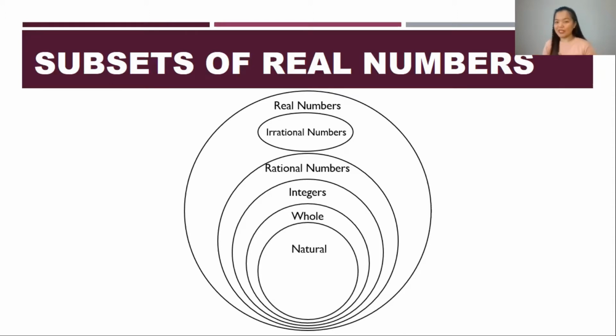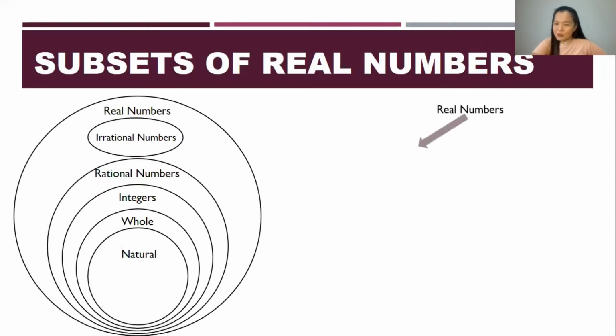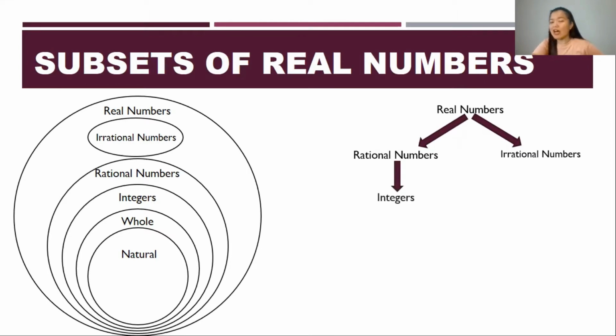At meron pa akong ituturo sa inyo. Kung ayaw nyo ng ganyan, pag nalilito kayo sa ganyan, meron din akong way on how to illustrate the relationship between each numbers using the flow chart. Okay, ito na. Yung real, nahati sa dalawa. May irrational at may rational. At yung rational numbers na alam nating mga fraction at decimal, nakapaloob din dito yung mga integers. At yung integers, we also have in here whole numbers. At yung whole numbers, meron tayong natural numbers.